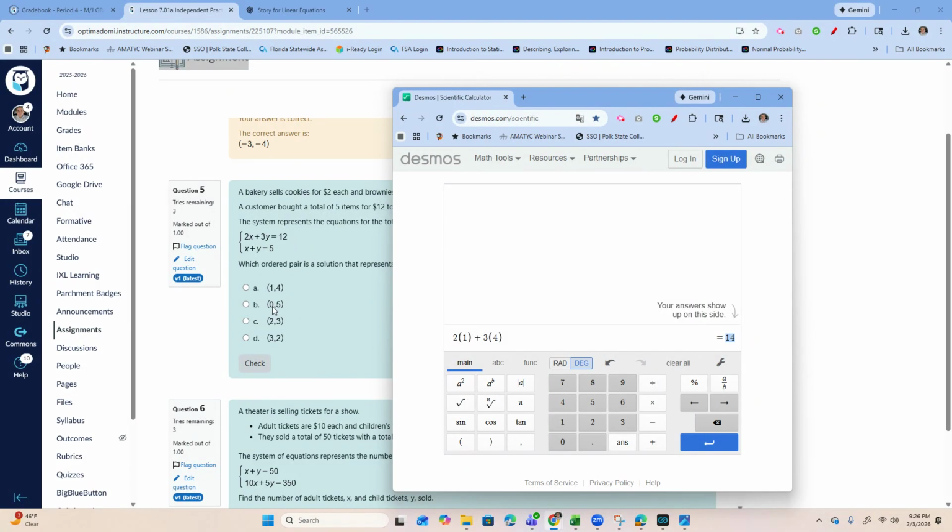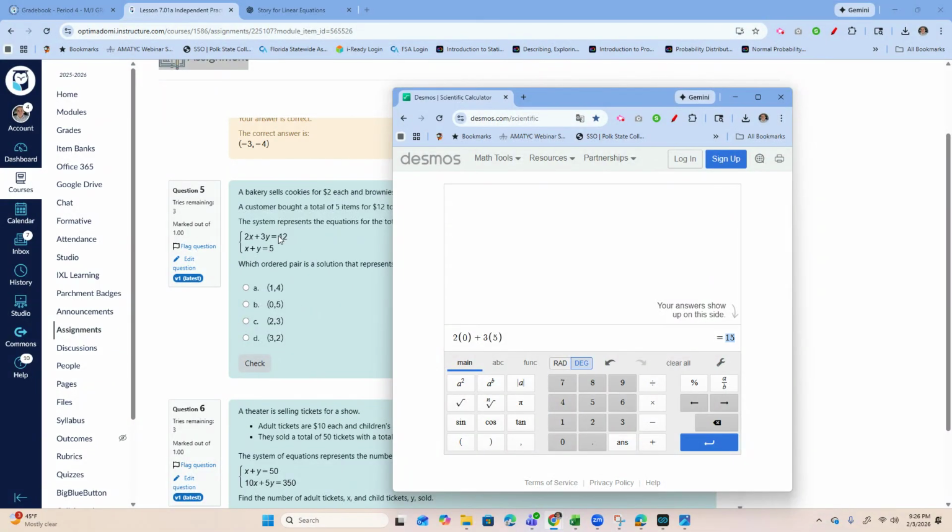Now I'm going to try the second pair and let me put back the letters. Okay. So there you go, 2x plus 3y. Now I'm going to try 0, 5. So for the x, I'm going to put an empty parenthesis and I'm replacing the x with 0. And the y, I'm going to put an empty parenthesis and I'm going to replace the y with 5. You can see it right there. Look what I got. I got 15. Is that answer the same thing as 12? No. So it cannot be the second pair.